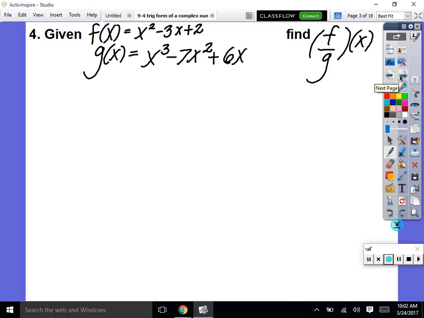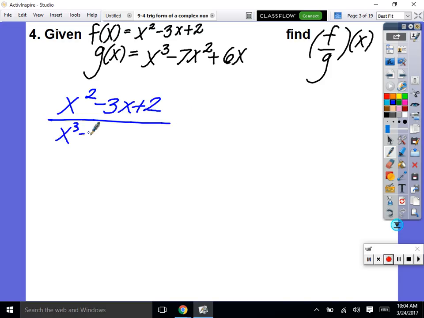Okay, it says, hey, go for this one. Given f of x and g of x, find f divided by g of x. It didn't say anything about restrictions. It simply asks what's f divided by g of x. Cool. I did it right. Oh, that's negative. Yeah, my bad.